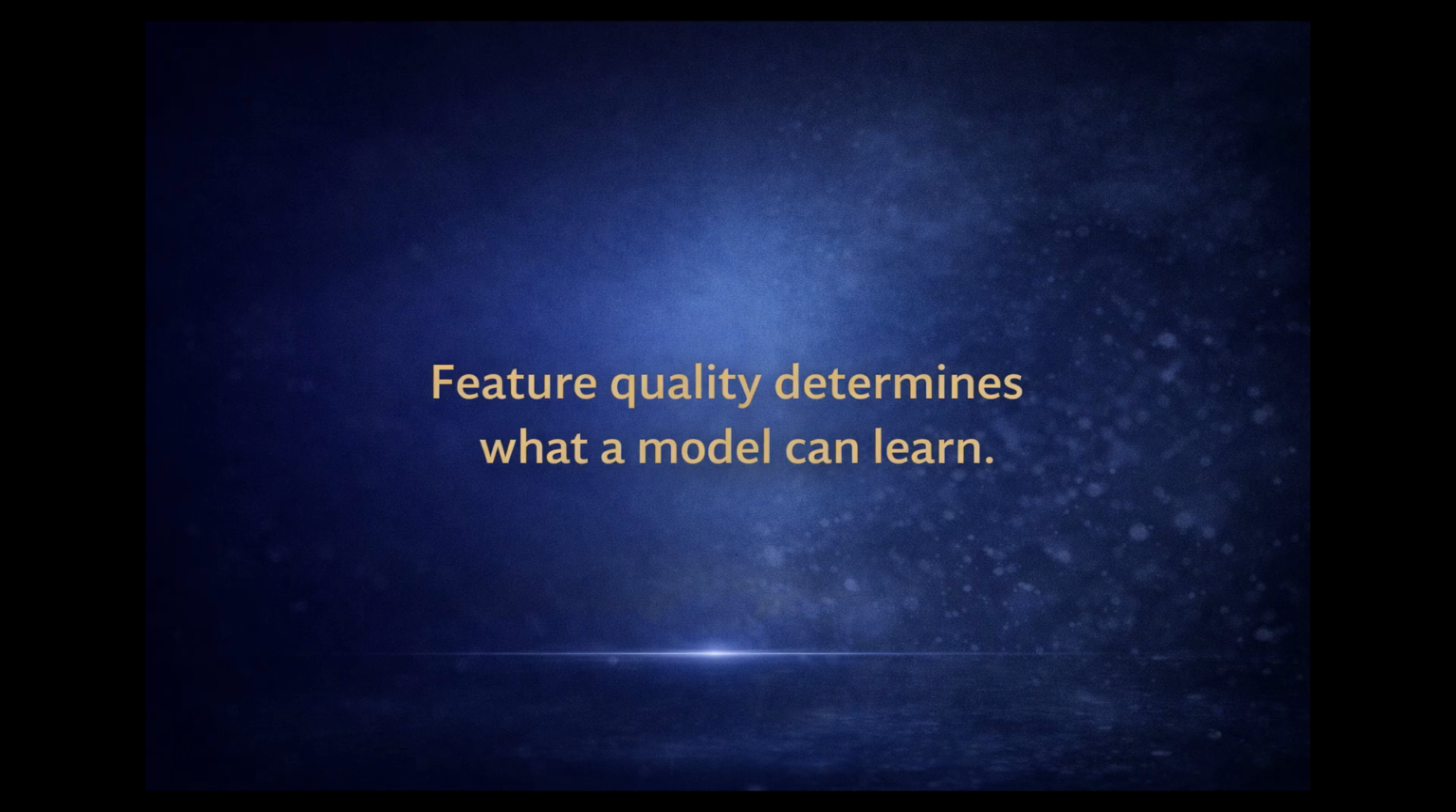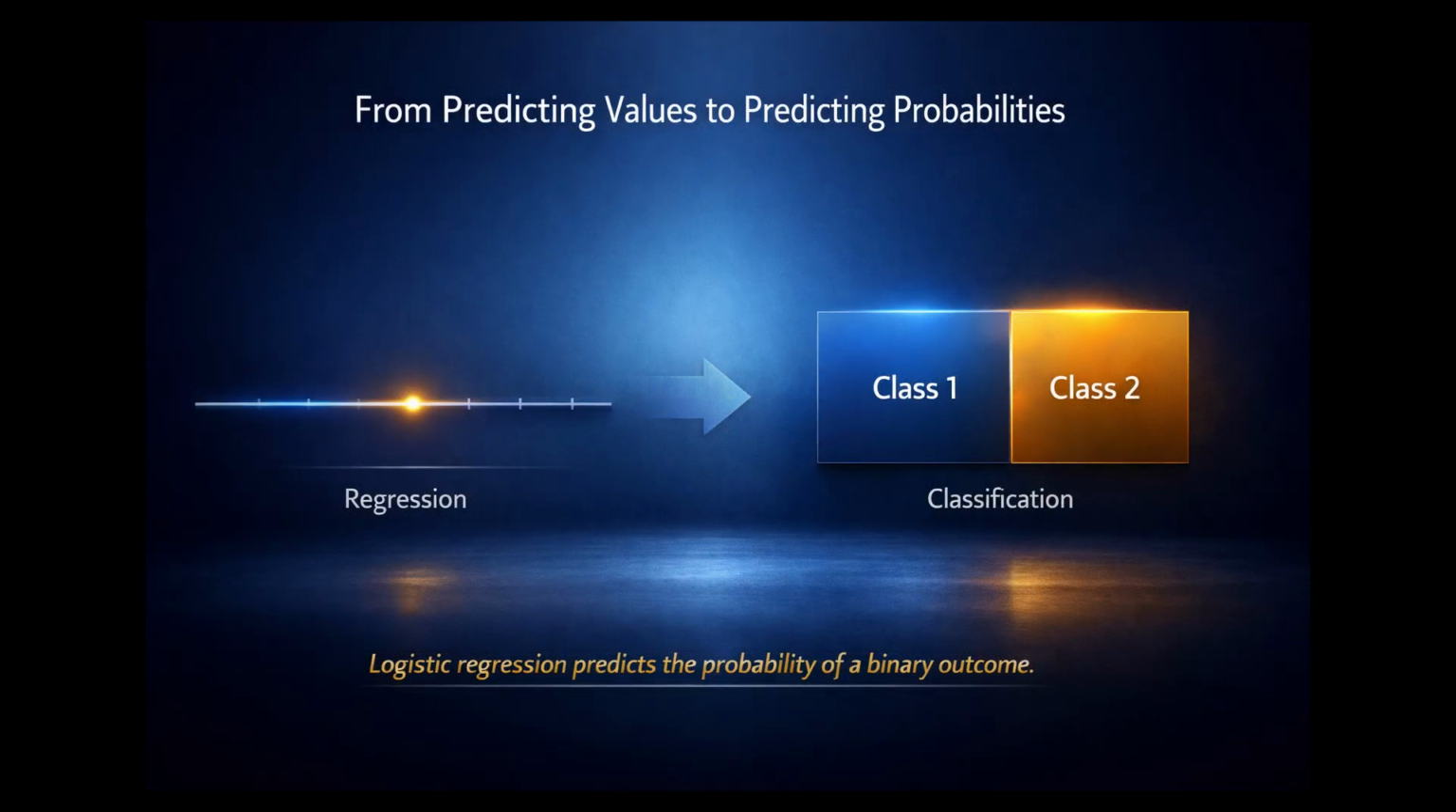Regularization can stabilize a model. Lasso can simplify a model. But neither one can create signal that the features do not already contain. The same principle extends directly to classification problems through logistic regression.